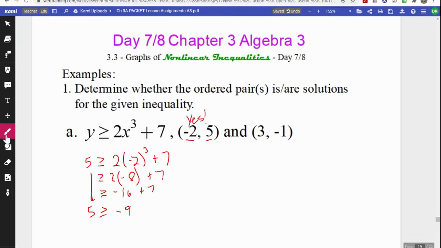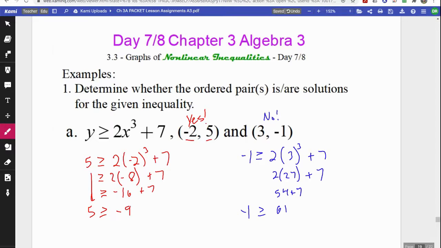And then 3, -1, plug in -1 for y, and then 2 times 3 to the third plus 7. And you can kind of tell right now, this is a negative number over here. These are all going to be positive numbers, nothing making anything negative. And so this -1 is not going to be greater than it, but we should follow it through. We'd get a 27 here. So 2 times 27, that's 3 to the third, plus 7. This is 54 plus 7. So 61. -1 greater than or equal to 61. No, that one is not a solution.